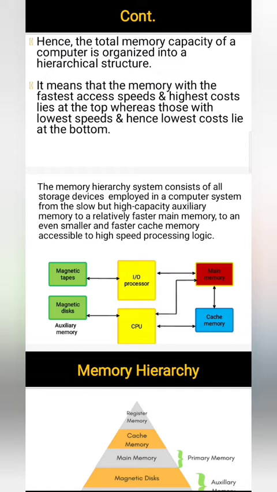Now, the memory hierarchy system basically consists of all the storage devices which are used in a computer system, from slow but high capacity auxiliary storage to a relatively faster main memory to an even smaller and faster cache memory. So in this picture, you can understand that we have a CPU processor. Now this processor has access to three different types of memory.